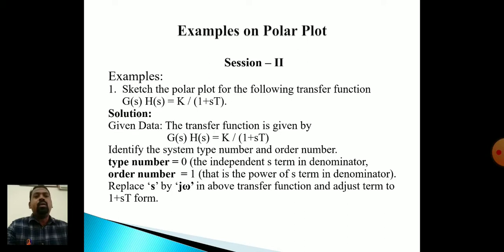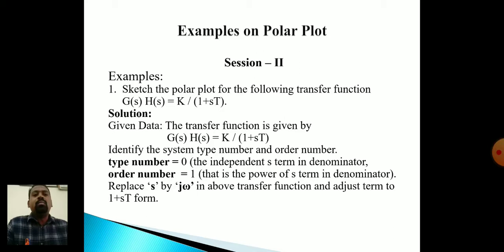So here K divided by 1 plus sT. If it were K divided by s into 1 plus sT, that is the power of s in the denominator, the independent s term. Here there is no s term in the denominator, so the type number is 0, since s to the power of 0 is nothing but 1 itself.